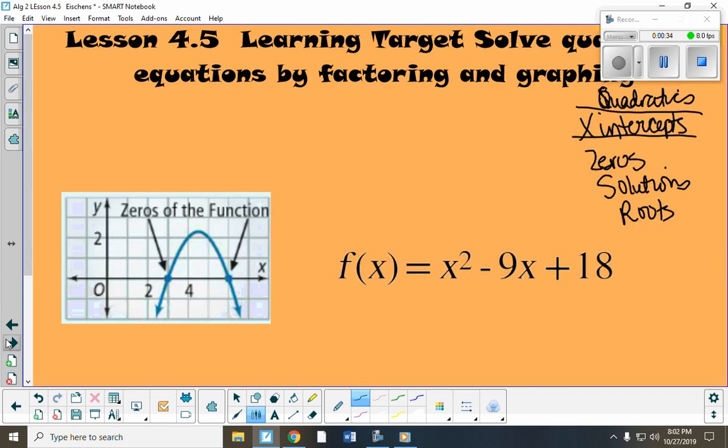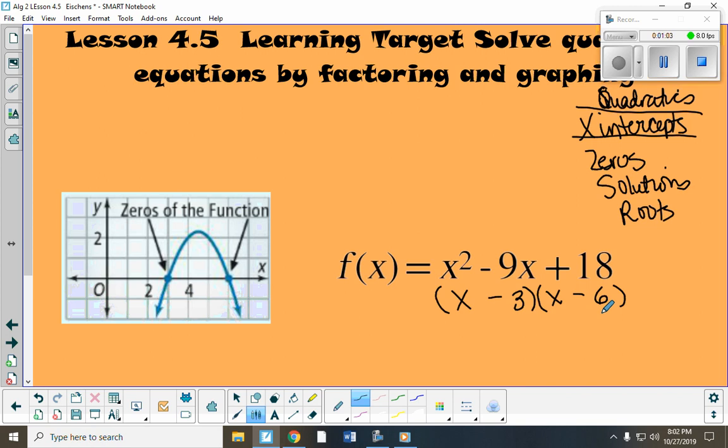So the other thing that you need to understand is if we have a quadratic equation, f of x equals x squared minus 9x plus 18, if we were to factor the quadratic part of it, we would have x times x. The factors of 18 that add up to 9 would be 3 and 6. Because this is positive, these both have to be negative. Negative times a negative is a positive, and negative 3x and negative 6x gives us negative 9x.